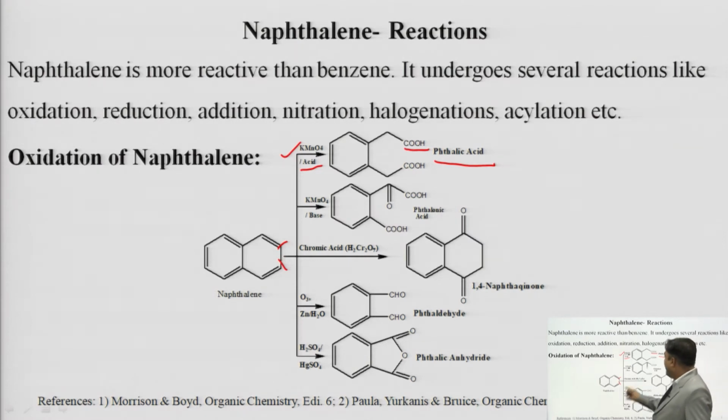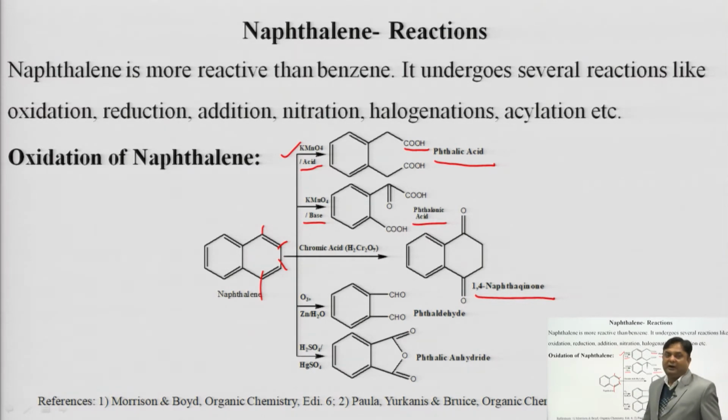When KMnO4 reacts with naphthalene in the presence of base, oxidation again occurs, but this time we get phthalonic acid as a result. We can also use chromic acid, H2Cr2O7, which is again a very strong oxidizing agent. It reacts with naphthalene and we get 1,4-naphthaquinone as the oxidized product. Oxidation takes place at carbons 1 and 4 of the naphthalene.